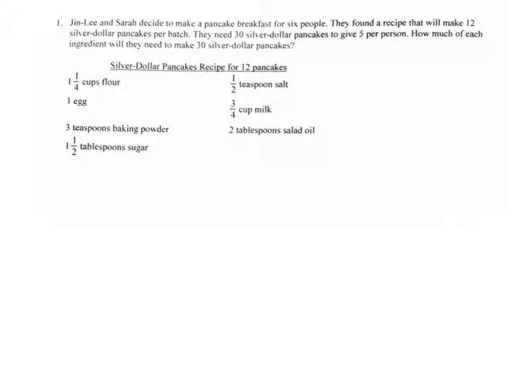Okay, number 1. Ginley and Sarah decide to make a pancake breakfast for 6 people. They found a recipe that will make 12 silver dollar pancakes, so that's important. It only makes 12 per batch, but they need to make 30 silver dollar pancakes for 5 per person. How much of each ingredient?